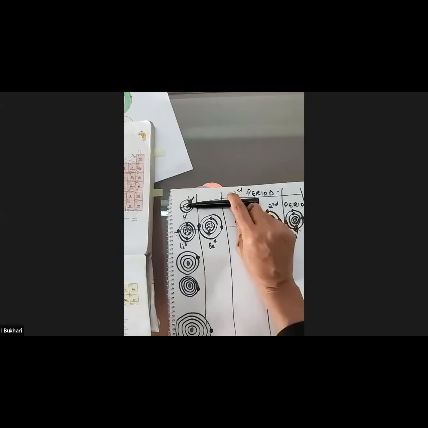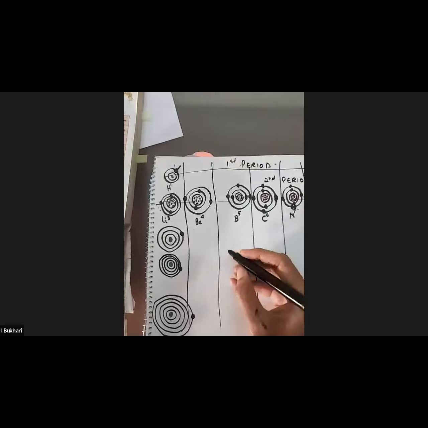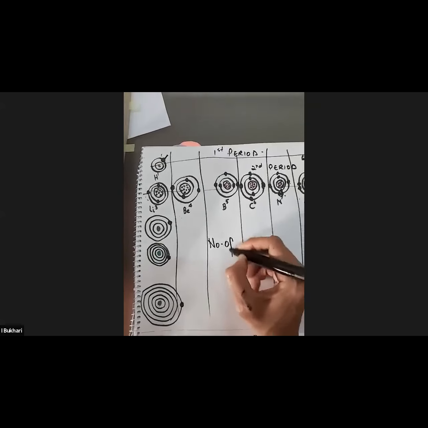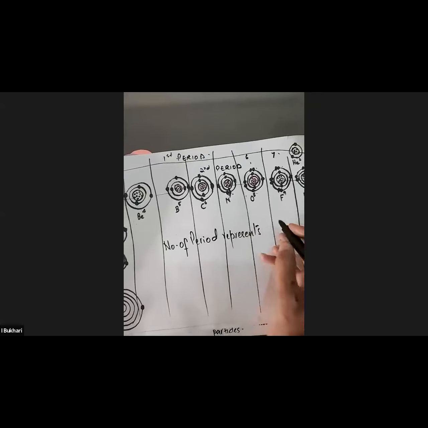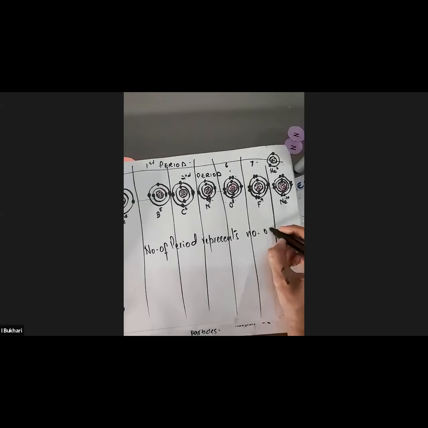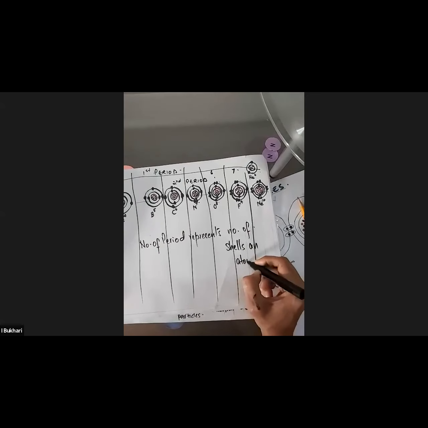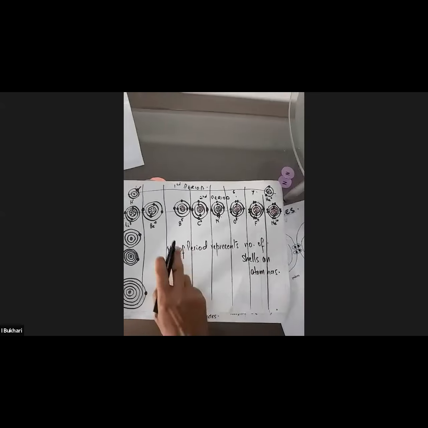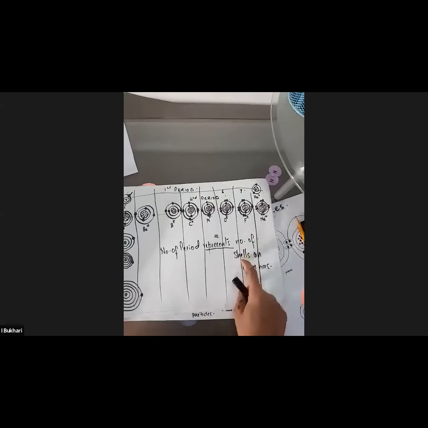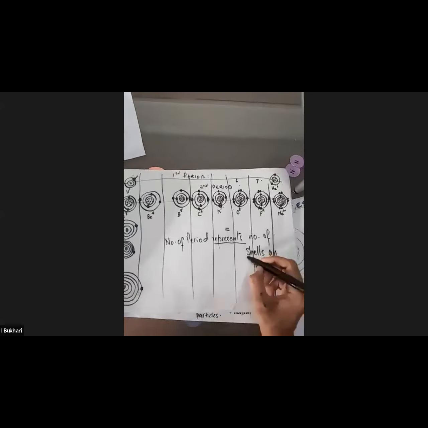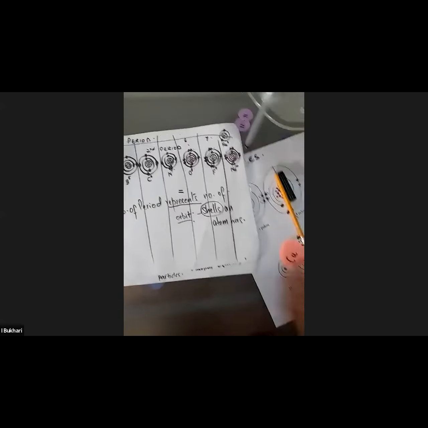First period. Now, number of period is the same as the number of shells. I will repeat and write it down here. Number of period represents, or you can even say it is equal to, the number of shells an atom has. You can even write it down if you want. Shell means energy level. Shell means the orbit. You know that orbit that I was just discussing?